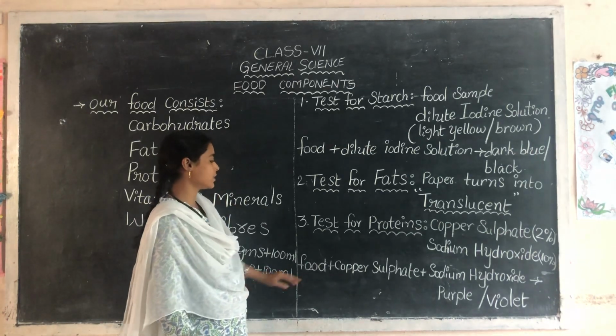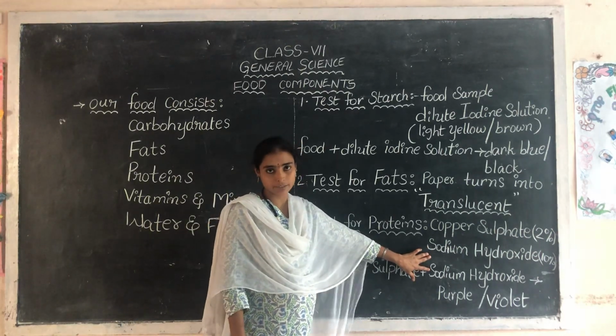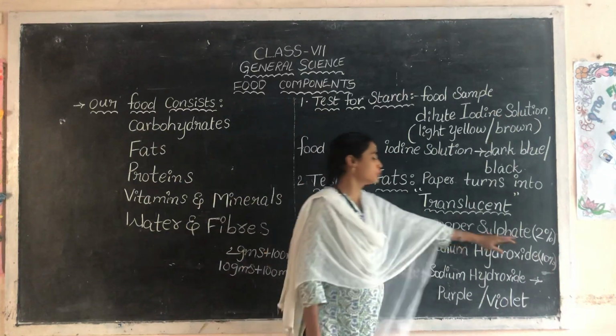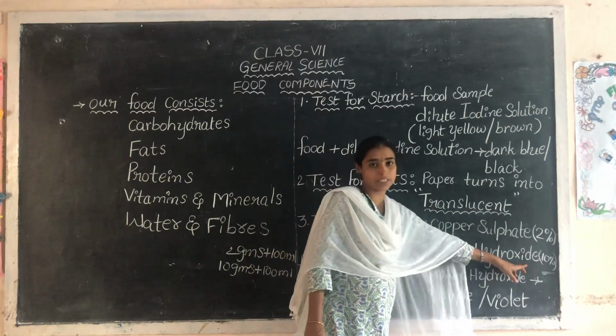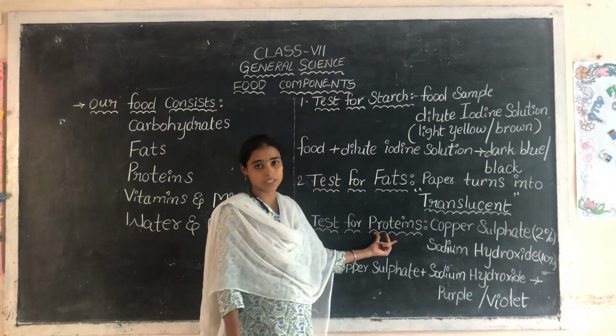We get 10% of sodium hydroxide. Okay. Now our copper sulfate 2%, sodium hydroxide 10%. Our chemicals are ready for the test for the proteins.